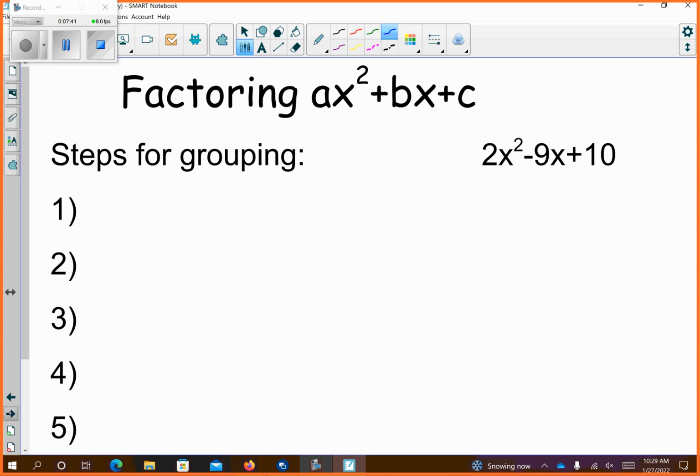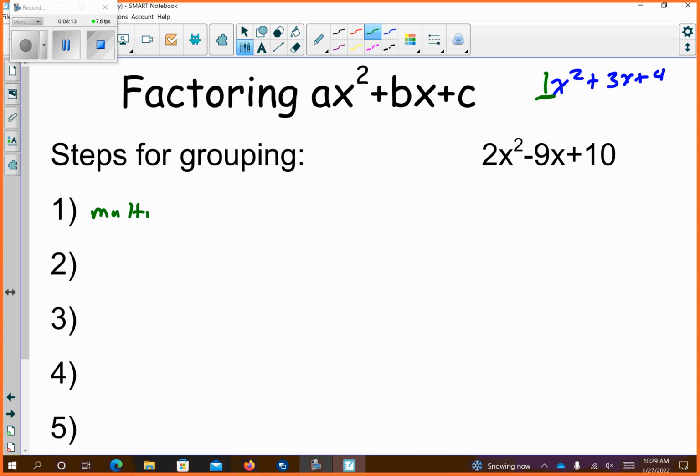So if there's not a number out in front of x squared, if we had just x squared plus 3x plus 4, what number is right here? A 1, okay? That's the first thing I want you to realize: anytime you see x squared, it's okay to say that it's 1x squared. So steps for grouping.